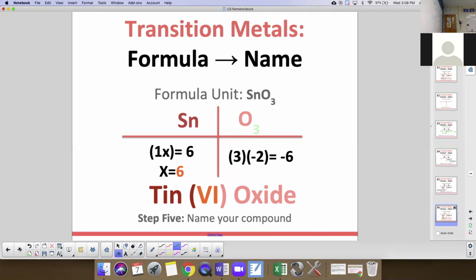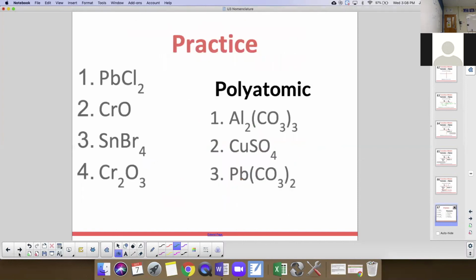Yes, we're gonna do them together. No. We'll do the practice ones with polyatomics. Y'all got the basic ones? Yes. All right, got it. Done. Let's go to polyatomics.